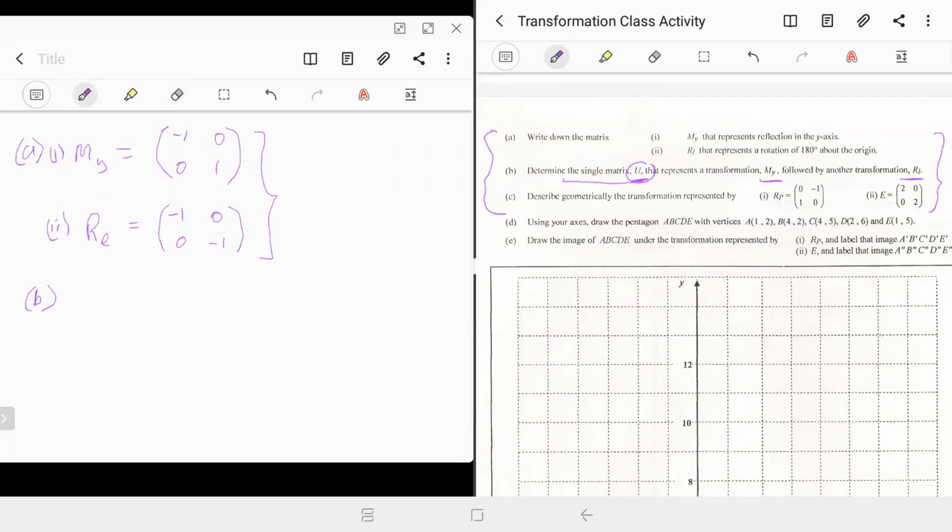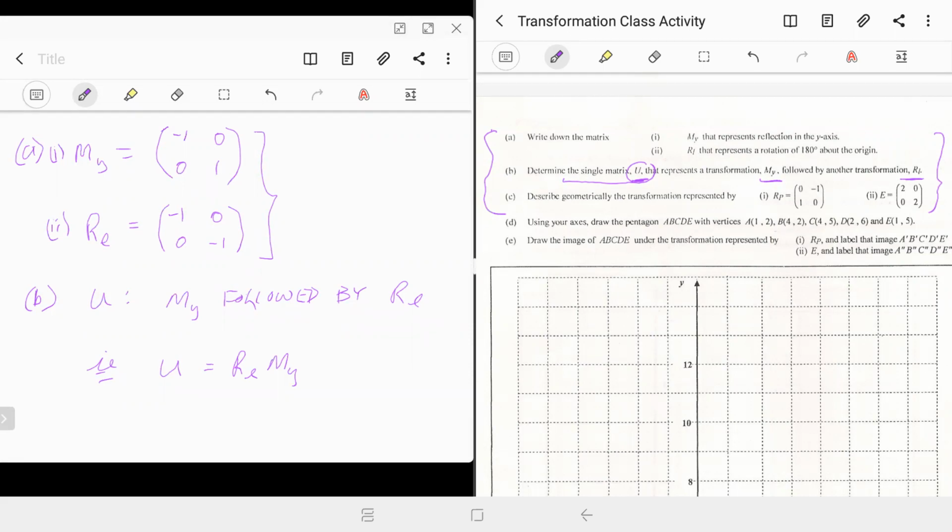They say, determine the single matrix U, MY followed by RL. That is, U is equal to the second one times the first one, because MY followed by RL is RL MY. That's what U is. They choose to call it U, so I call it U too.